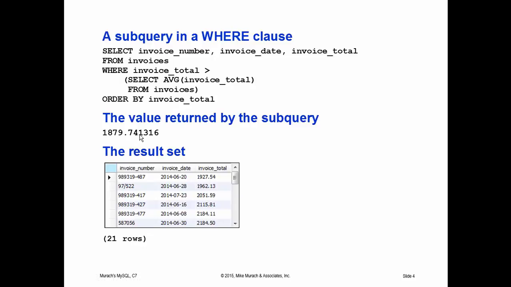We could have done this as two different queries. In other words, we could have written a query that said select average of invoice total from invoices, gotten that number, and then literally plugged that number in. So, select invoice number, invoice date, invoice total from invoices where invoice total is greater than 1879.74. We could have done it that way as two different queries, but it would take longer. So one of the main reasons you use subqueries is speed.